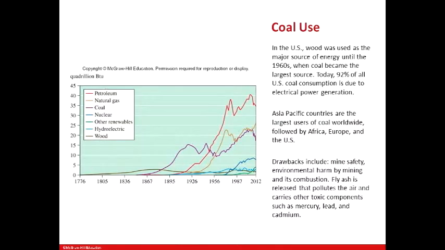Excuse me. In the U.S., wood was used as a major source of energy until the 1960s, when coal became the largest source. Today, 90% of all U.S. coal consumption is due to electric power generation. That's a lot, right? So the coal that's still used is still to generate electricity. And the plant is running at less than 50% efficiency. Okay, Asia-Pacific countries are the largest users of coal worldwide, followed by Africa, Europe, and then the U.S.